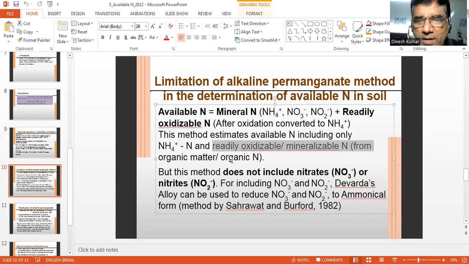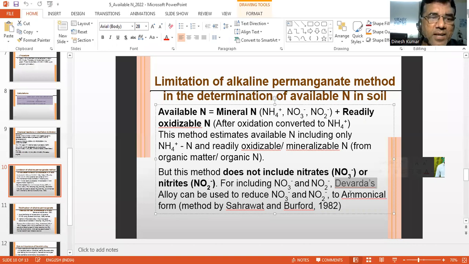organic matter. But this method does not include nitrates or nitrites. But it can be included if you are interested to get estimation of nitrite and nitrate also, then you need to add Devarda's alloy. So first you use potassium permanganate and sodium hydroxide to liberate the ammonia. Once the ammonia is released completely from the distillation flask, then after a few minutes, you add Devarda's alloy into the same Kjeldahl flask and start heating it again.